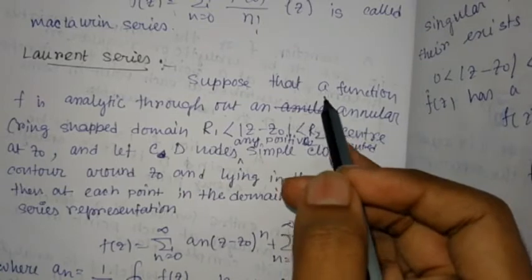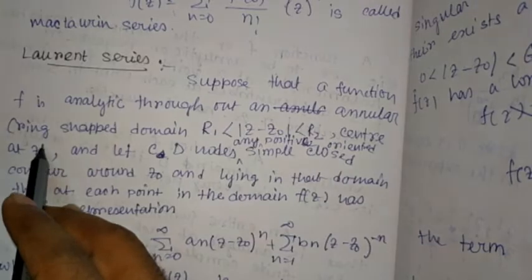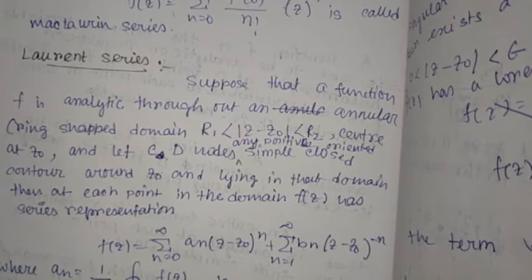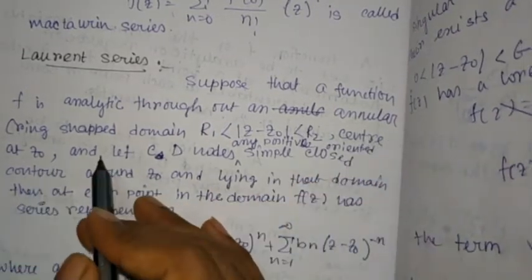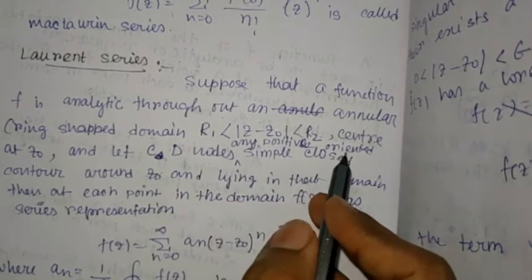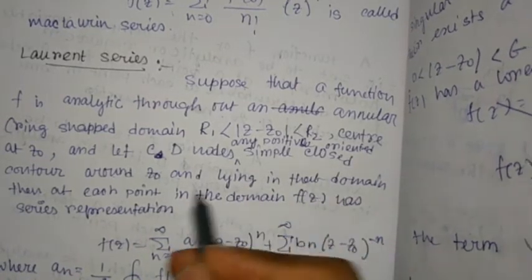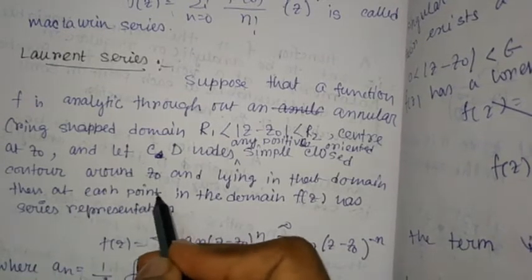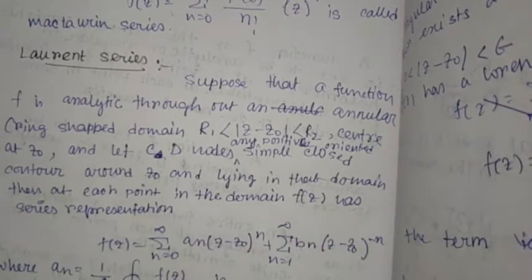Laurent series. Suppose that a function f is analytic throughout an annular ring-shaped domain R1 < |z - z0| < R2 centered at z0, and let C denote any positive simple closed oriented contour around z0 and lying in that domain. Then at each point in the domain, f(z) has a series representation of this form.